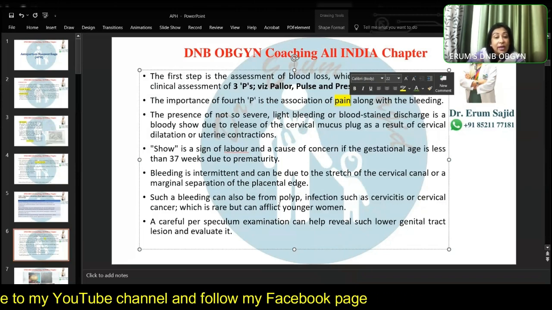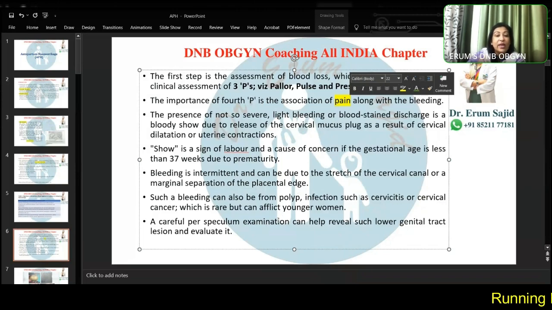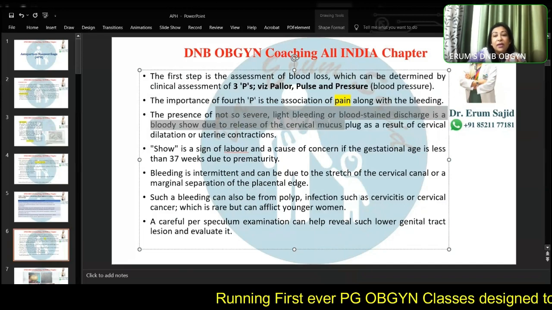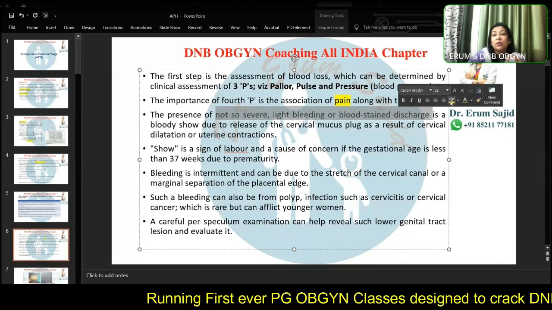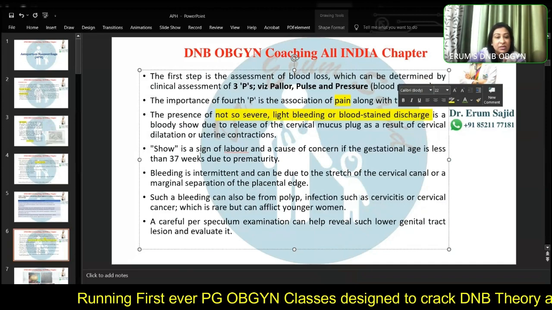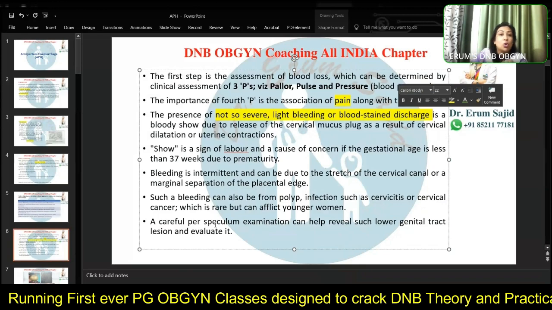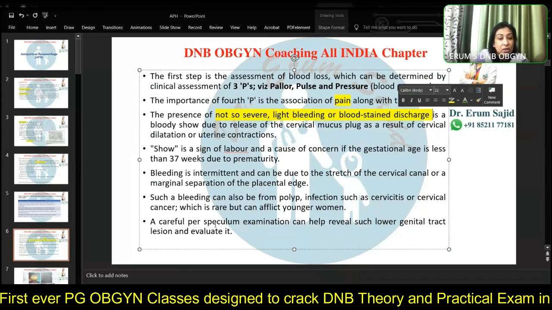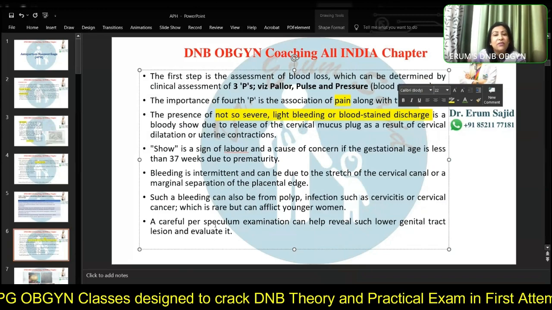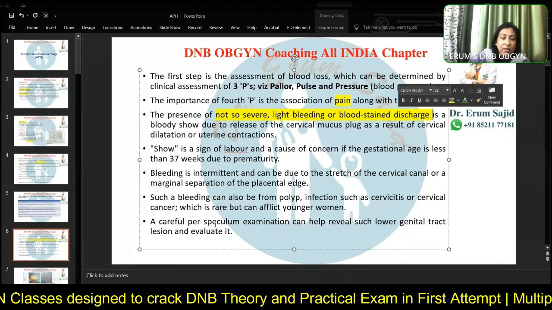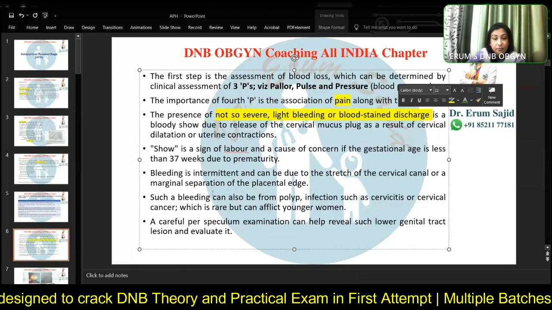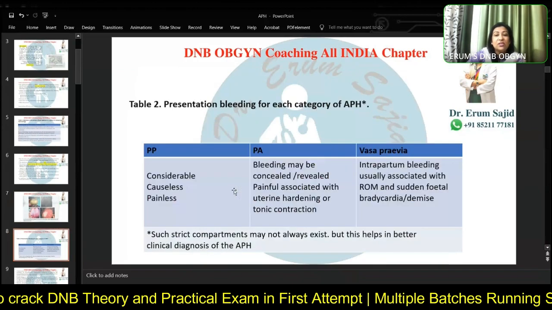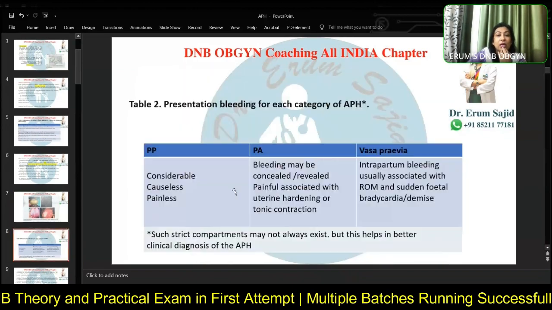Such a bleeding can also be from polyp, infection, cervicitis, or careful per speculum examination can help reveal any lower genital tract lesion and not so severe light bleeding. See, not so severe light bleeding, blood-stained discharge. This has many reasons. So it could be just a show, it could be a local lesion. So bleeding from here is very intermittent, self-limiting, and it does not compromise the hemodynamic status of the patient.